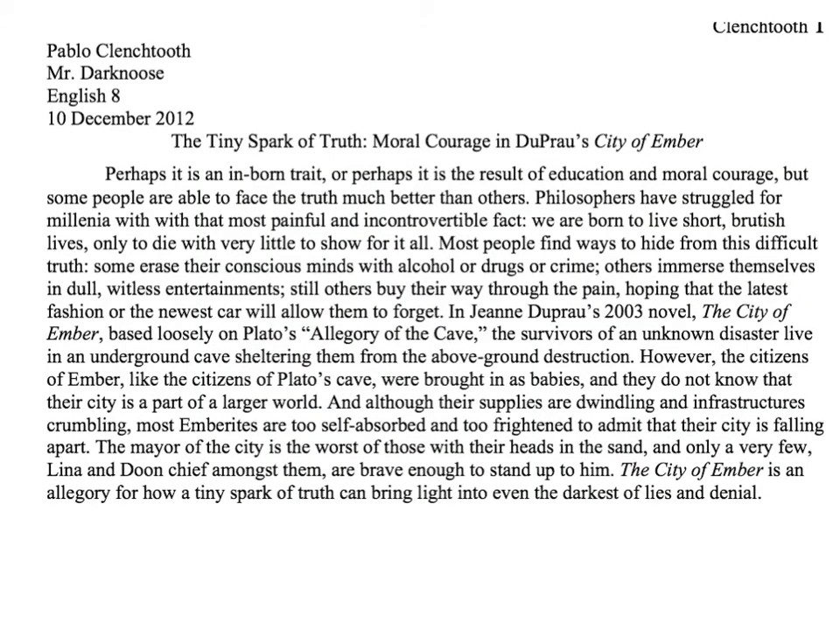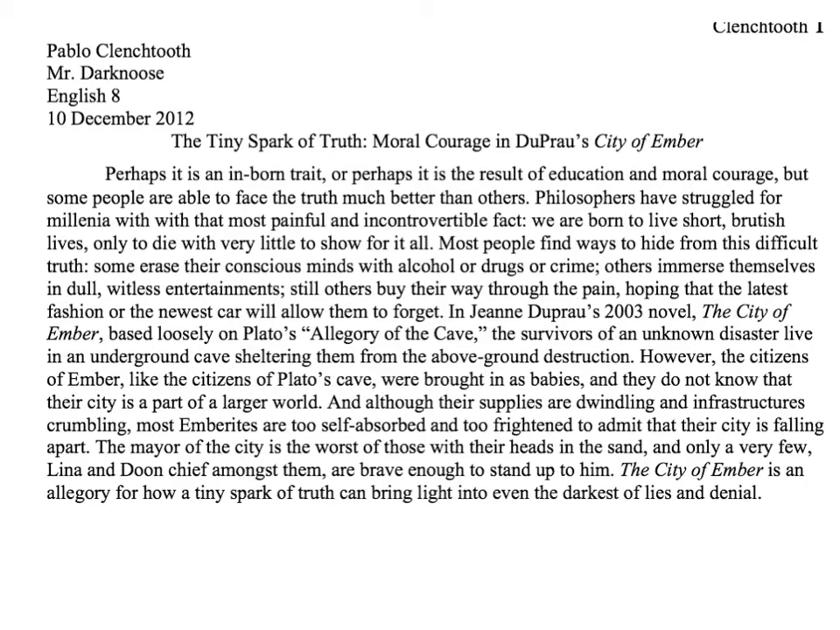Here's the beginning of an essay entitled The Tiny Spark of Truth, subtitled Moral Courage in DuPrau's City of Ember. So as we recall, the first part of the essay is very general in nature. It doesn't necessarily talk about the book, but it's going to prepare our readers to hear about it. So here's how it goes.